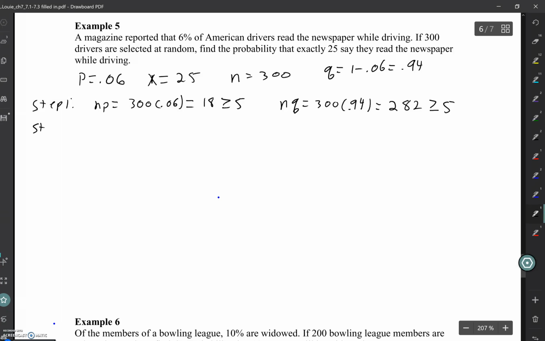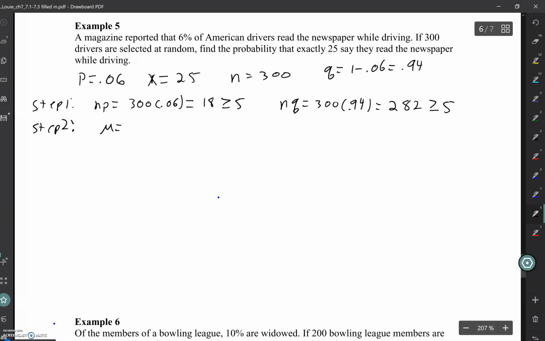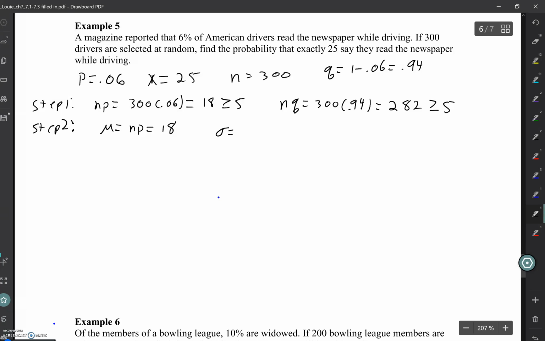So I'll move to step 2. Oh, that was all step 1. That's not step 2, sorry. Step 2 is to find the mean and the standard deviation. Well, the mean of a binomial is n times p, right? In our check, we already did n times p, so we know our mean is 18. The one we didn't find is the standard deviation.